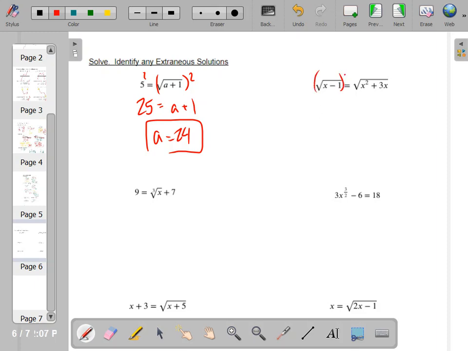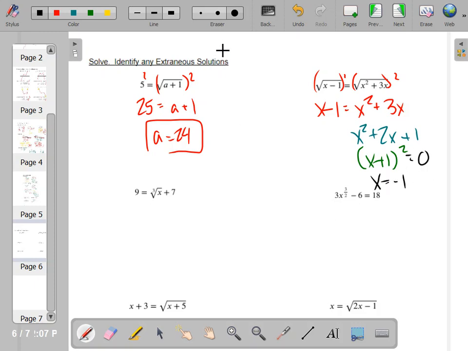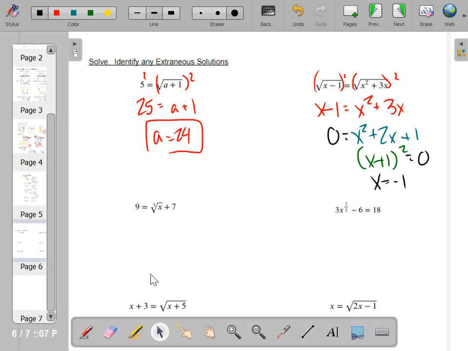Cool. Square both sides. x minus 1 equals x squared plus 3x. Collect like terms, so subtract x and add 1. Now you have to factor that, which will end up being x plus 1 times x plus 1. You can do the split the middle part, which means x equals negative 1. But this doesn't actually work, because if you try and plug negative 1 in, negative 1 minus 1 is negative 2, and the square root of negative 2 is imaginary. So this is called an extraneous solution. There are no solutions that actually work to this problem.